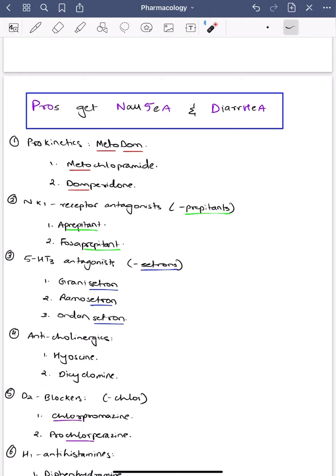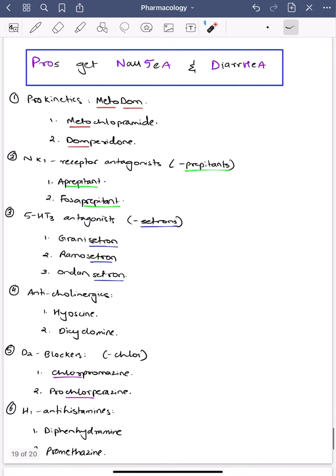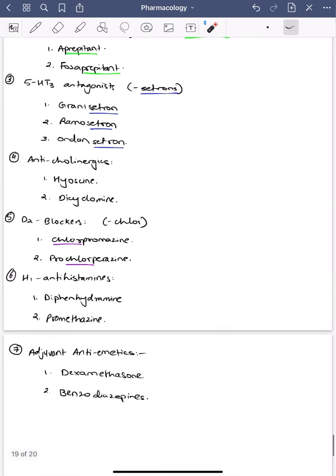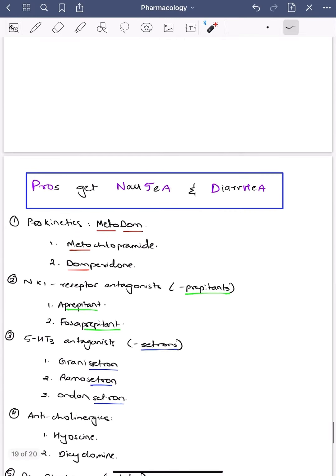Coming to diarrhea, the highlighted letters are D, H and A. D is for D2 blockers, and remember these have the term chlor in them. So we have chlorpromazine and prochlorperazine. The sixth is H, for H1 antihistamines, and the examples are diphenhydramine and promethazine. And finally we have adjuvant antiemetics, examples of which are dexamethasone and benzodiazepines. So remember the code for antiemetic drugs, which is "PROS get nausea and diarrhea."